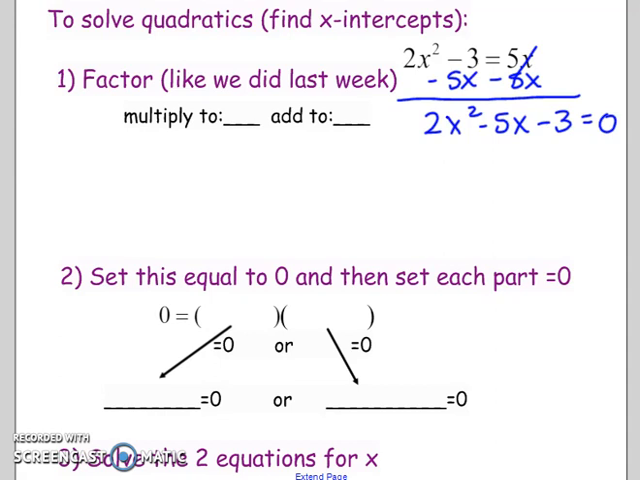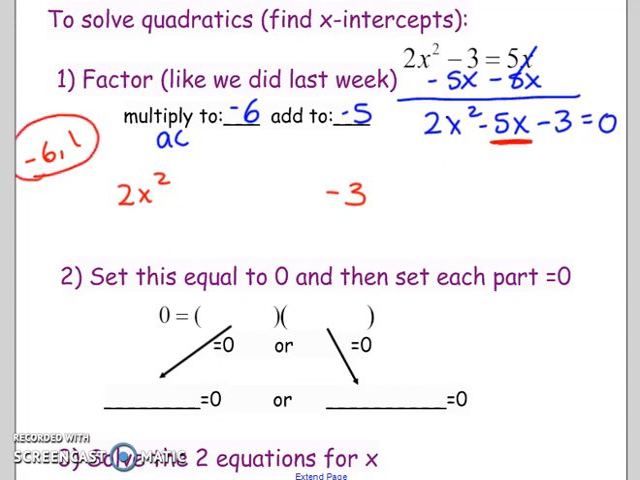Once it's in standard form, a is not 1, so I have to do AC. So it multiplies to negative 6 and adds to negative 5. So the two numbers I can use, negative 6 and positive 1. Okay, we can't use our shortcut since a is not 1. So the 2x squared comes down, the negative 3 comes down. And we're going to rewrite negative 5x using the two factors that we found. So minus 6x plus 1x.